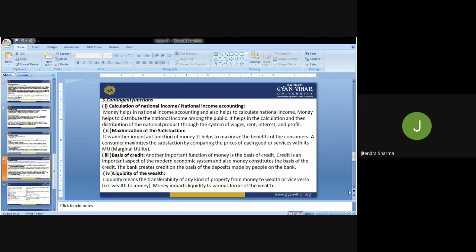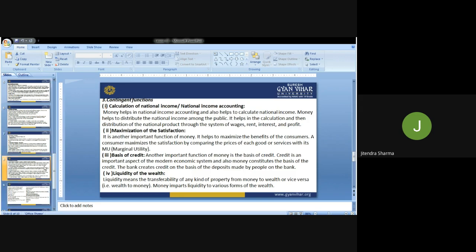In the form of money we can have this situation very easily. Liquidity means the transferability of any kind of property from money to wealth, or vice versa, wealth to money. It can be very easy. You can liquidate all the assets very easily if you have money in the transaction. Money imparts liquidity to various forms of wealth. So all these things we have completed.